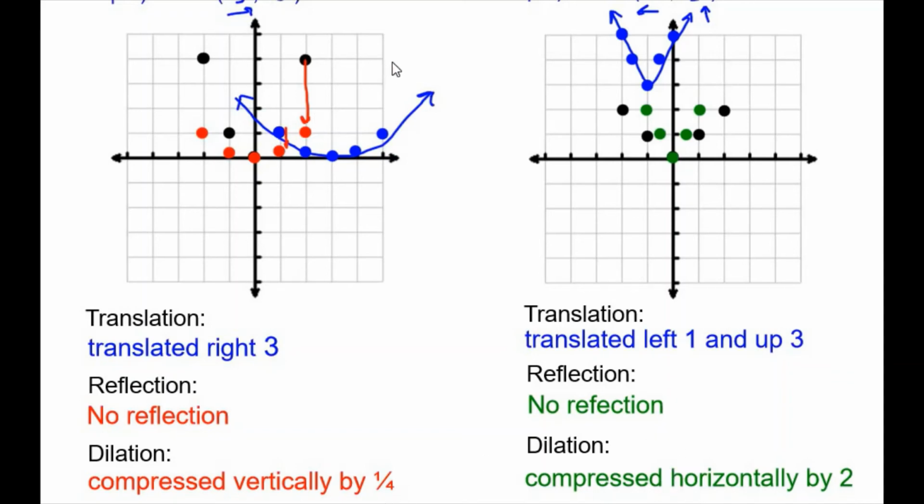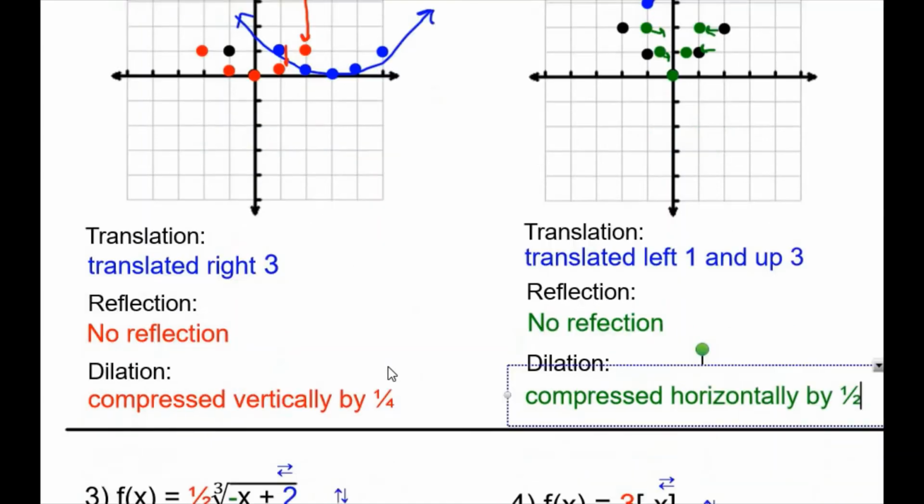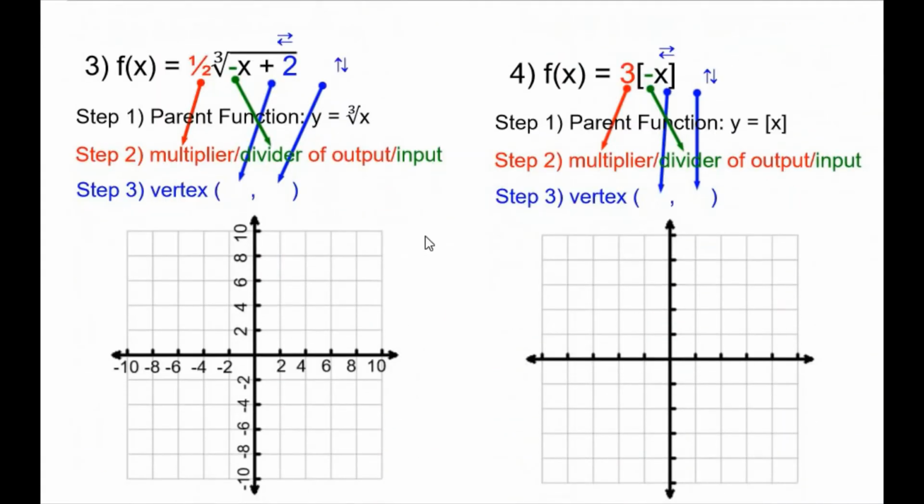This one was also compressed. This one was compressed downward or vertically, so you could say compressed vertically. This one was compressed inward like this. When we compress this way, we call this horizontally, and these were compressed by a factor of 2. Actually, a better way of saying that is compressed horizontally by 1/2. The reason we want to say that is that's what has happened. It's half of its original input values. All right, so let's take a look at the next two examples.